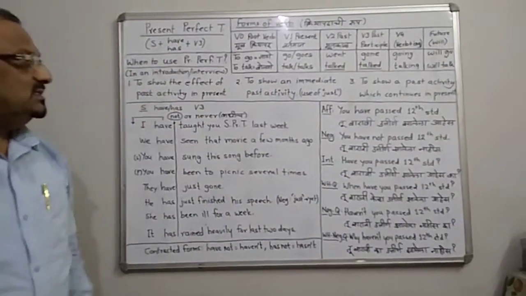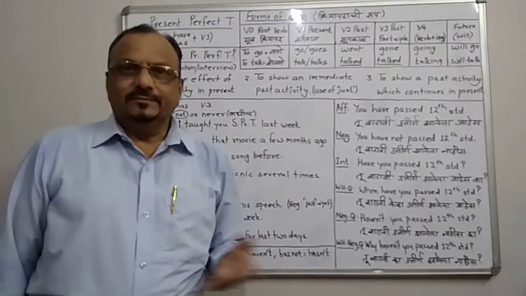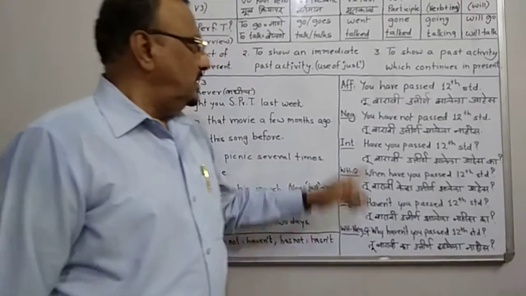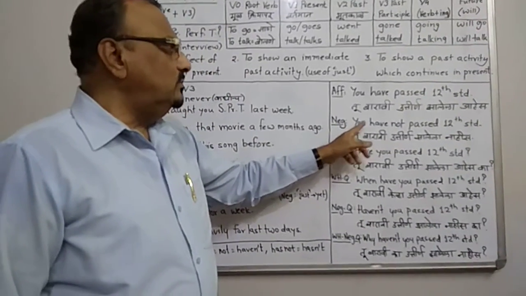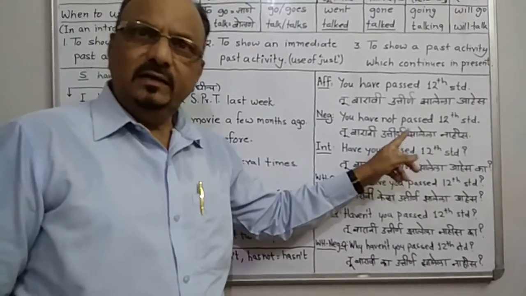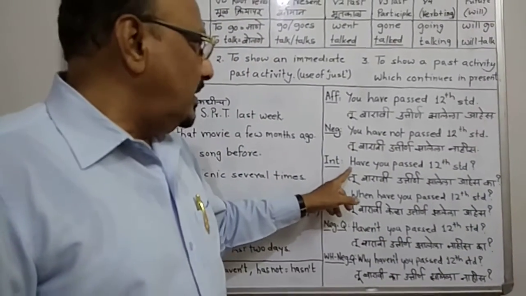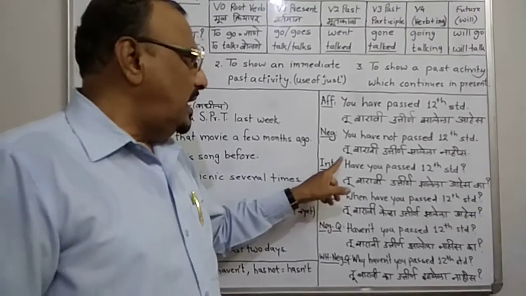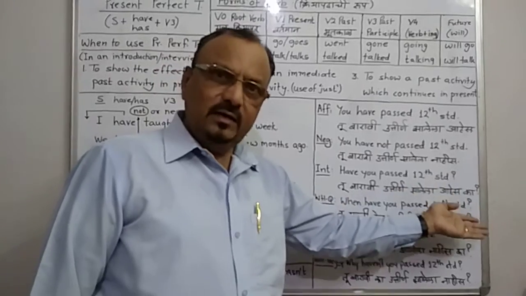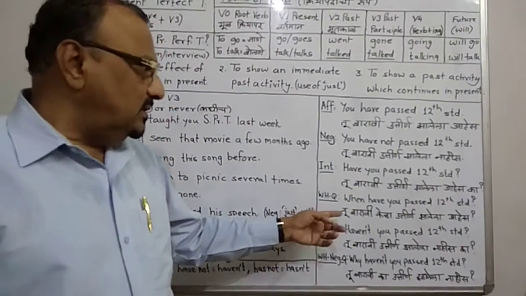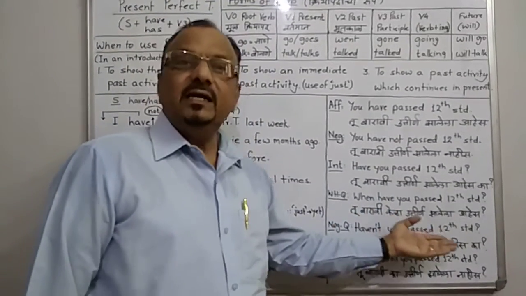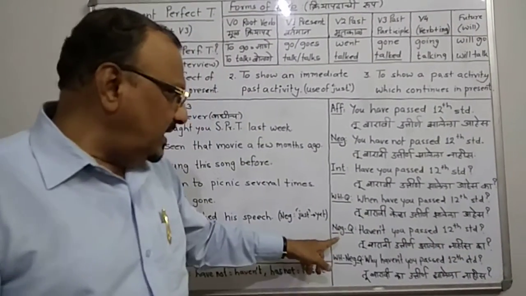For example, the sentence is you have passed 12th standard. तू 12वी उत्तीर्ण झालेला आहेस. Okay, negative sentence: you have not passed 12th standard. तू 12वी उत्तीर्ण झालेला नाहीस. पुढे interrogative sentence means question. Have you passed 12th standard? तू 12वी उत्तीर्ण झालेला आहेस का? WH question. When have you passed 12th standard? तू 12वी केव्हा उत्तीर्ण झालेला आहेस? When. Okay. Then negative question.